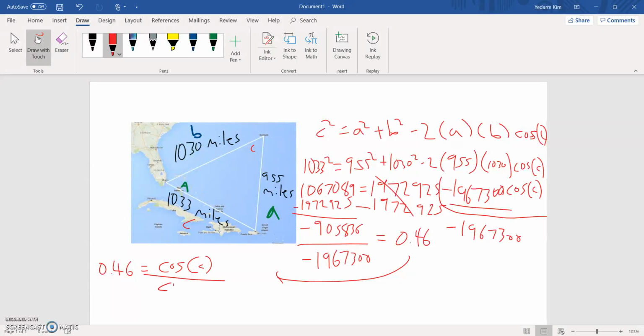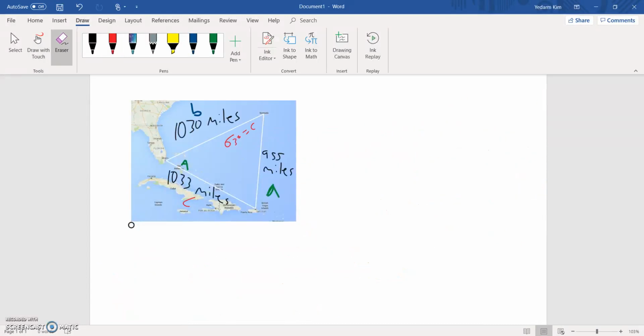We want to get C by itself, so we'll use inverse cosine, cosine negative 1 of 0.46. Let's put down the calculator right now, and you get 62.6, but since we're rounding to the nearest whole, we'll get 63 degrees. So C equals 63 degrees. Okay, so now that we found angle C, now we'll go for angle A.